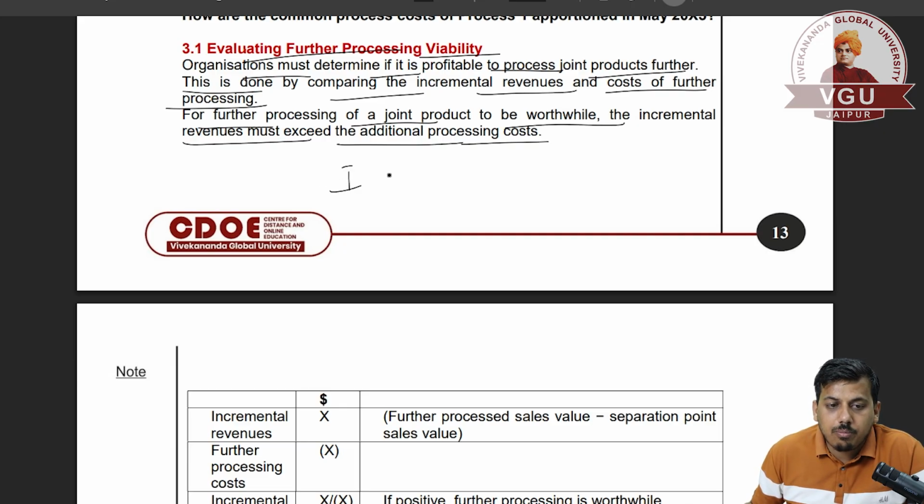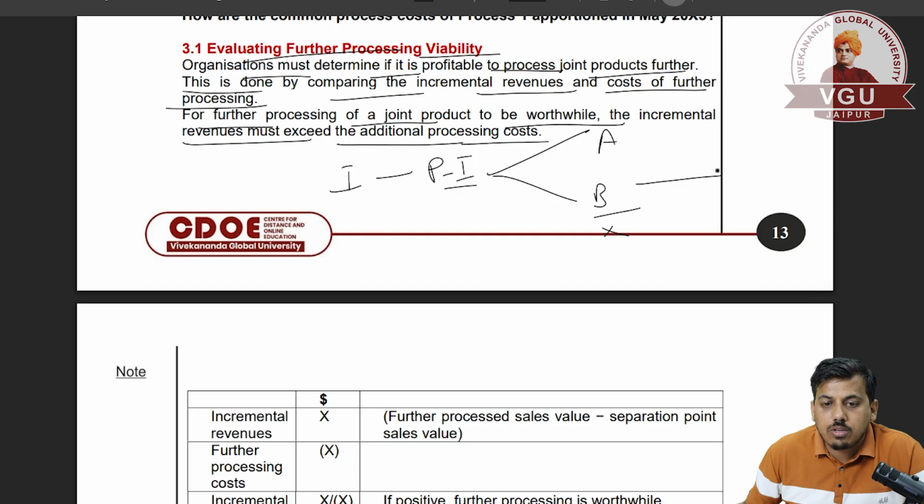We have the input cost. After that, we have process one, where there is conversion cost, and we are making two products, A and B. But product B cannot be sold right now. We will have to include further processing cost, and product B is then sellable at $8. Now we will have to understand whether we should do it or not. We will have to take a decision that product B should be further processed or not.